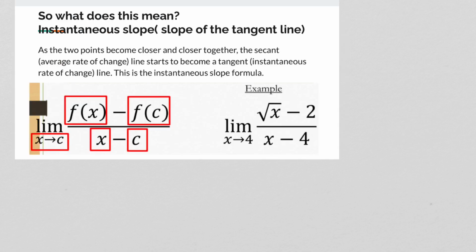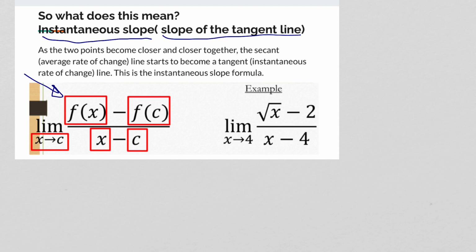So in your notes, make sure you have this: instantaneous slope, or slope of the tangent line. As the 2 points become closer and closer together, that secant, the average rate of change that we were doing, starts to become a tangent, which is your instantaneous rate of change, which is your instantaneous slope. We did talk about this in the last unit, but let's have it again in our notes.